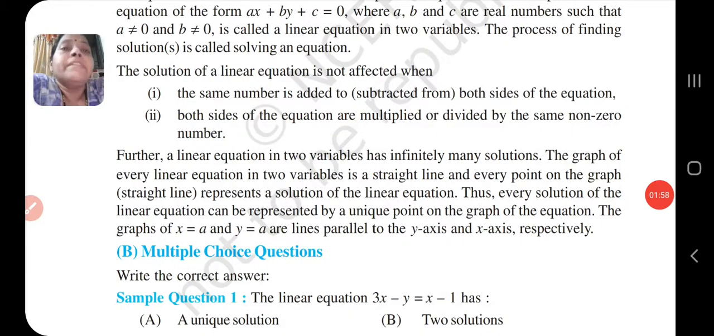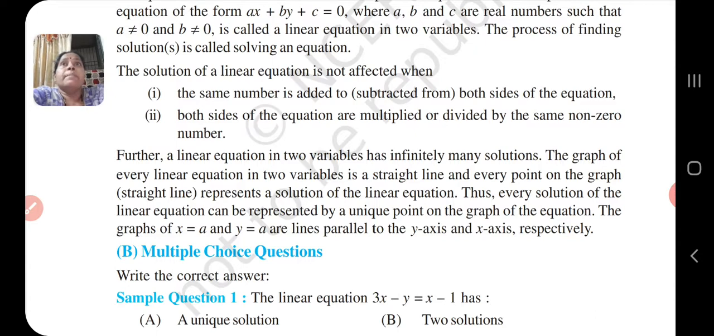So student, when we solve an equation, the permissible rules for solving an equation: the same number or expression can be added or subtracted on both sides of an equation. Okay, equation के both sides हमें क्या करना है, same number से add करना है और same number को ही subtract कर सकते हैं. Both sides of an equation can be multiplied and divided by the same non-zero number or expression.